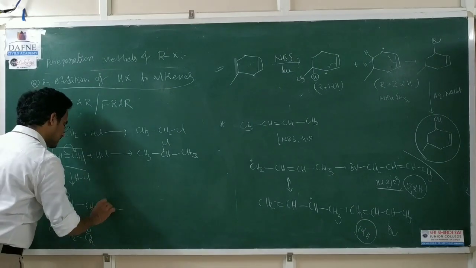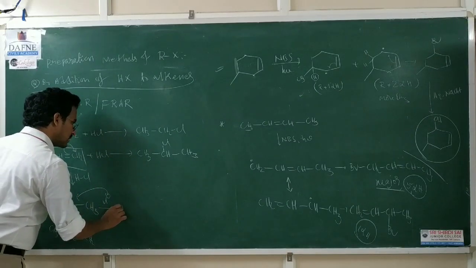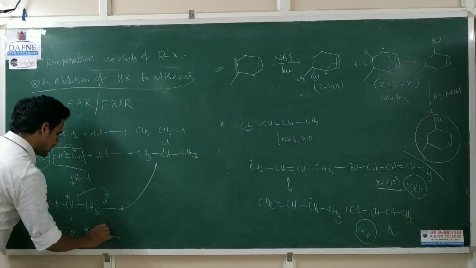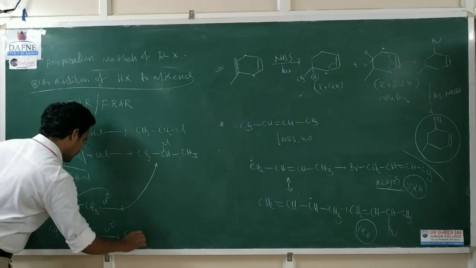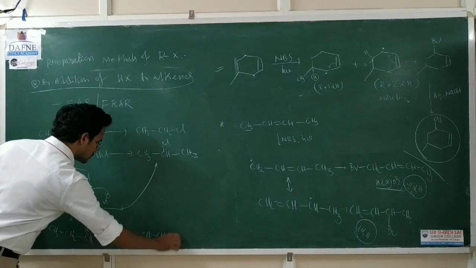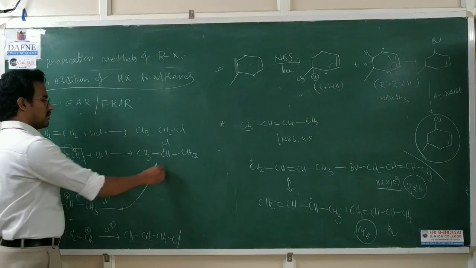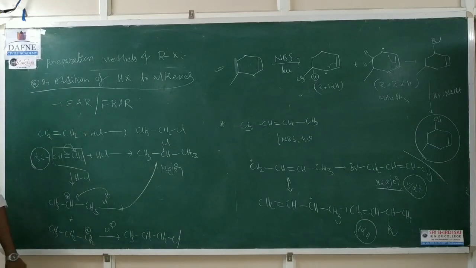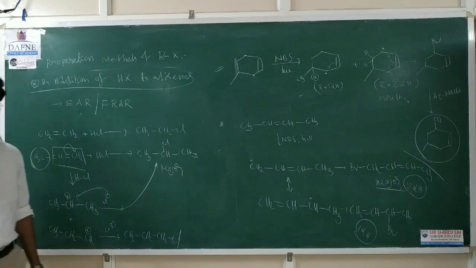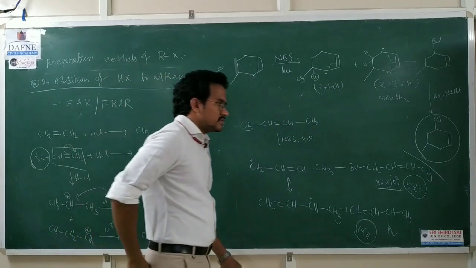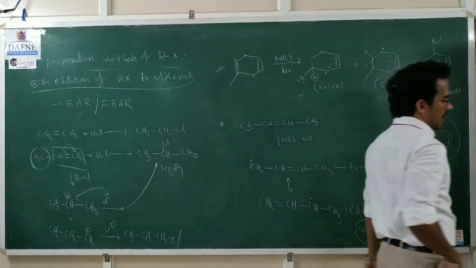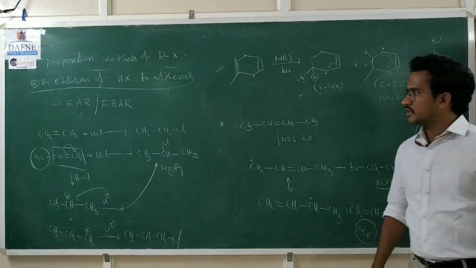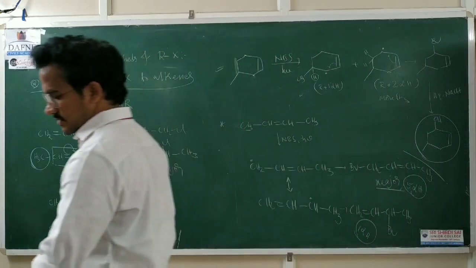Now Cl minus attacks, so we get this product. Or if Cl minus attacks the other carbon, you get CH3CH2CH2Cl, 1-chloropropane, versus 2-chloropropane. But this is the major product. So we can write the major product simply by using the Markovnikov rule, which says the addition of H plus is to the carbon which has more hydrogens. That is the electrophilic addition reaction.